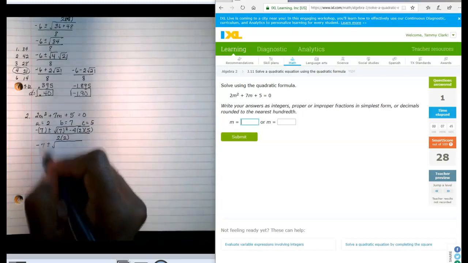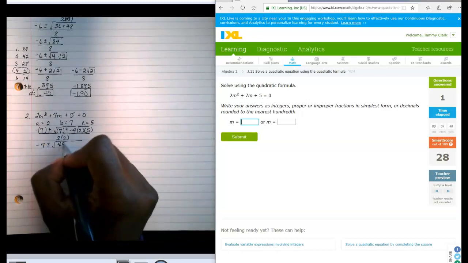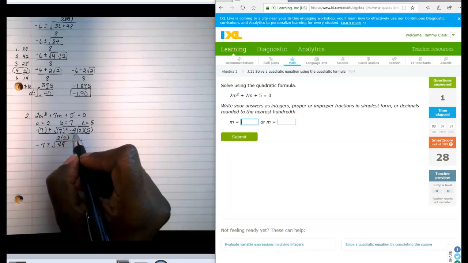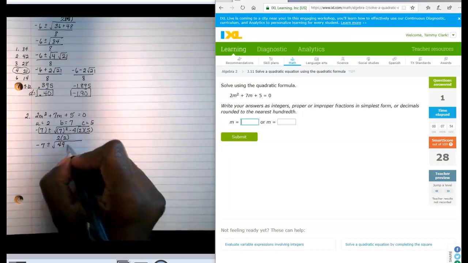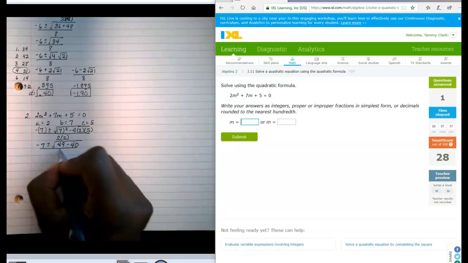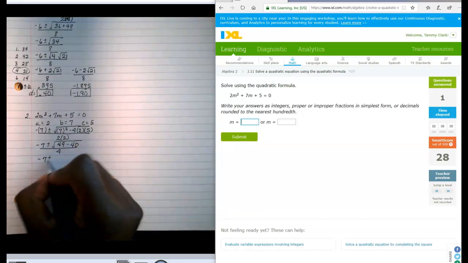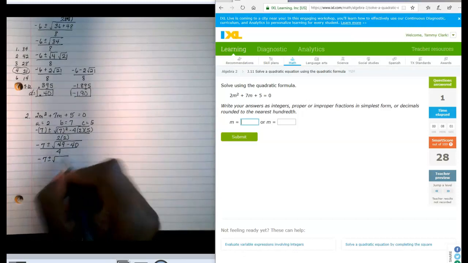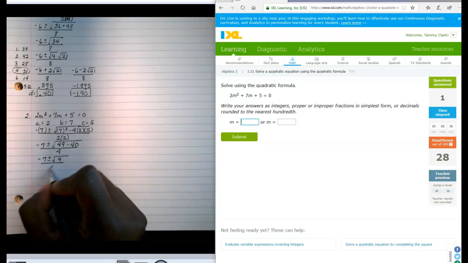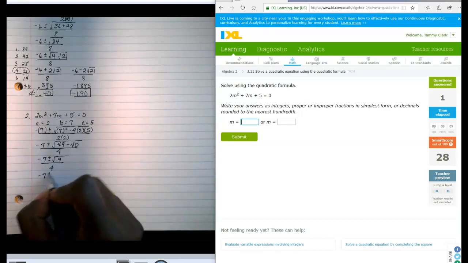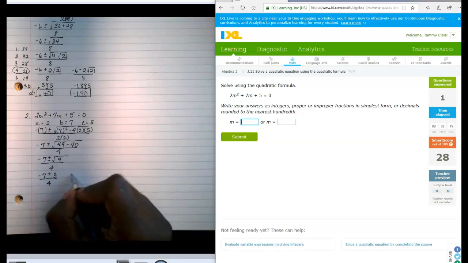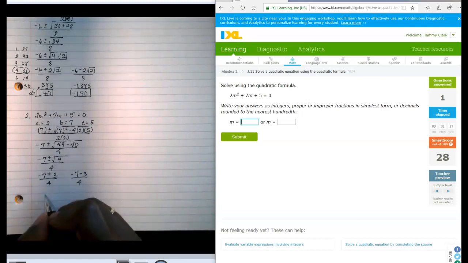So I've got the opposite of 7 is negative 7, and then we've got 49, and this is, let's see, negative 8 times 5 is negative 40. All of that divided by 4, so we've got negative 7 plus or minus the square root of 49 minus 40 is 9. Divide that by 4. The square root of 9 is 3. So we've got negative 7 plus 3 divided by 4, which is negative 4 divided by 4. In this case, m would be negative 1.